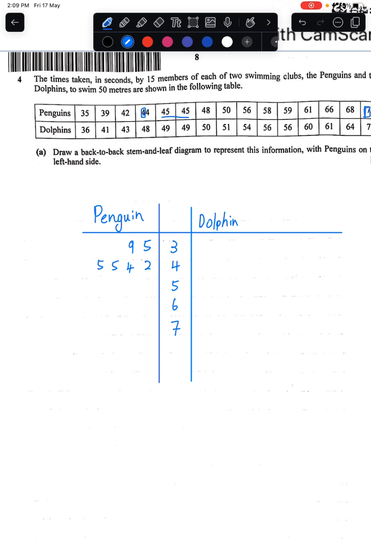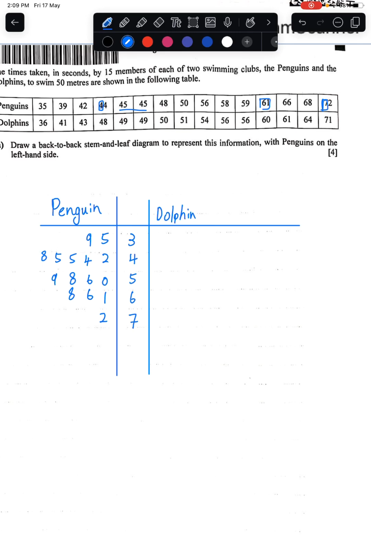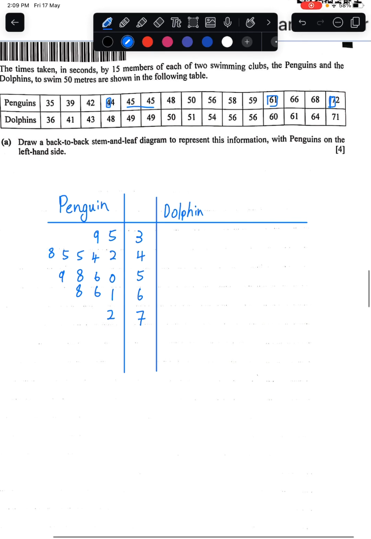So 48, 50, 56, 58, 59, then 61, so 1, 6, 68, then 72. For dolphins it's 36, 41, 43, 48, 49, 49, 50, 51, 54, 56, 56, and 60, 61, 64, and 71.